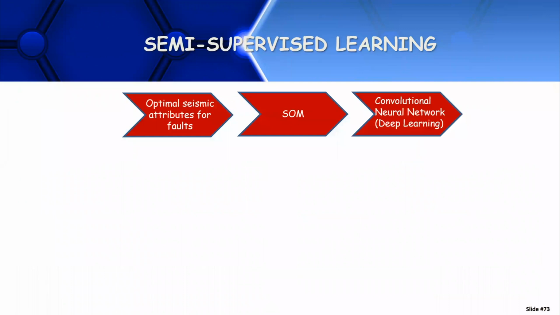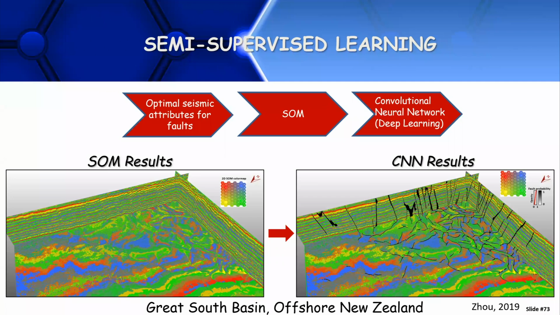And in this case, we can use the 2 techniques we've just seen, which is using a self-organizing map to produce a classified 3D volume from multiple instantaneous attributes. And you can actually take these SOM results and put them through a CNN fault detection algorithm to perhaps get a better fault detection result than we do if we just use an amplitude volume.